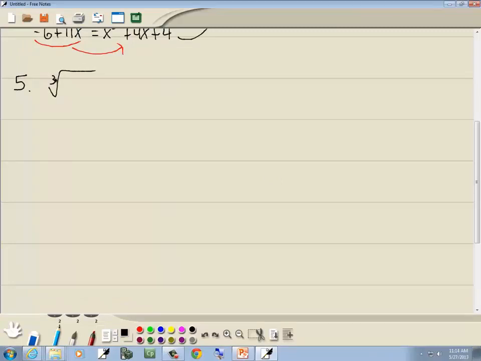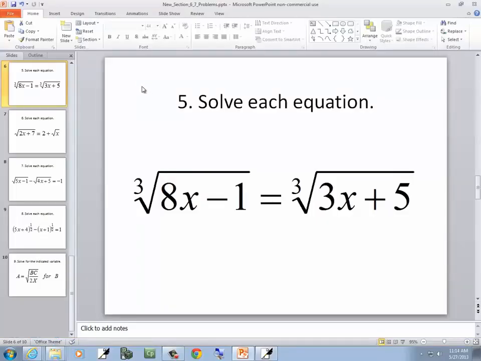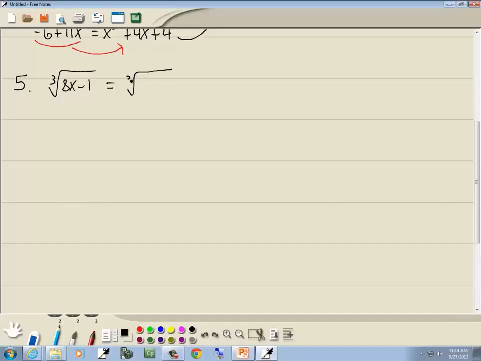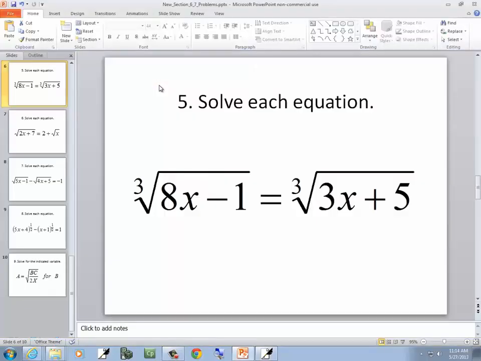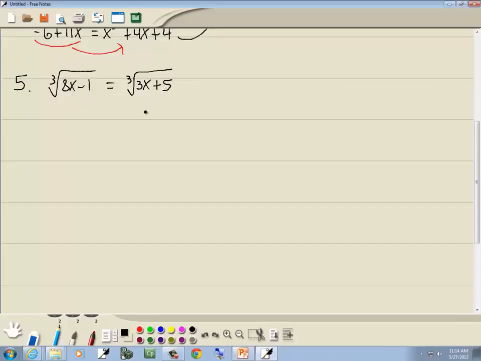We have the cube root of 8x minus 1 equals the cube root of 3x plus 5. Now remember what our step said. Our step said to get a radical by itself. Here we have 2 radicals, so we choose either one, and actually both radicals are by themselves. There's no numbers in front of them, no numbers after them. But that's not what the step says. The step says just get a radical by itself. So this is fine.